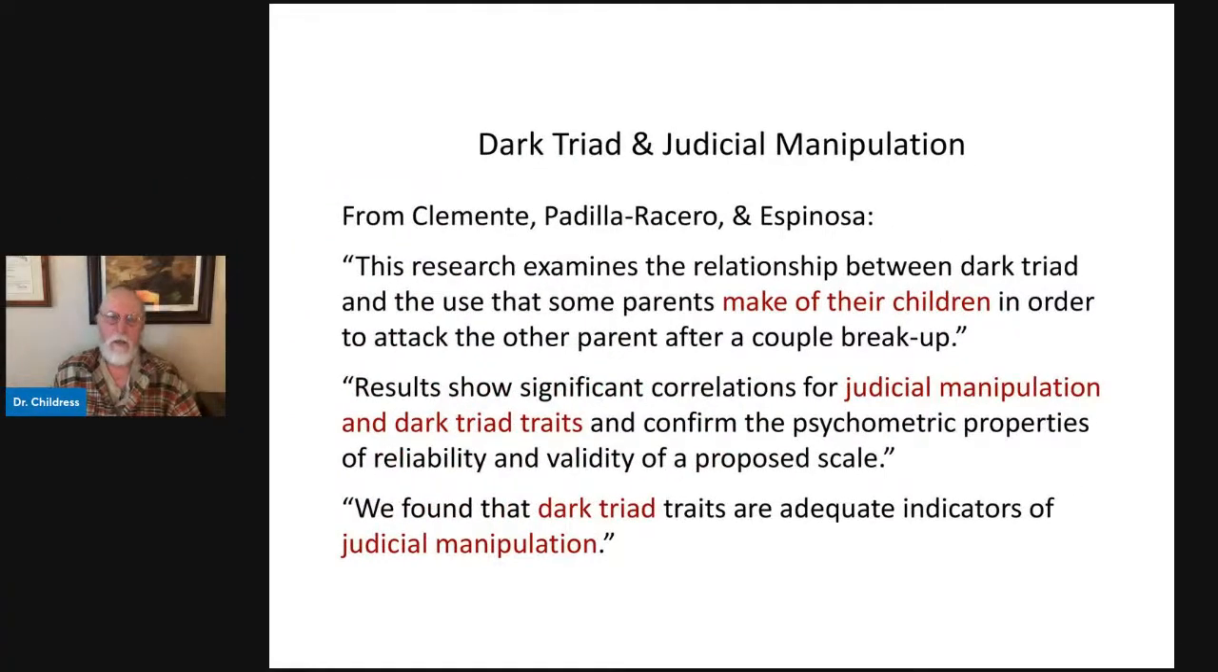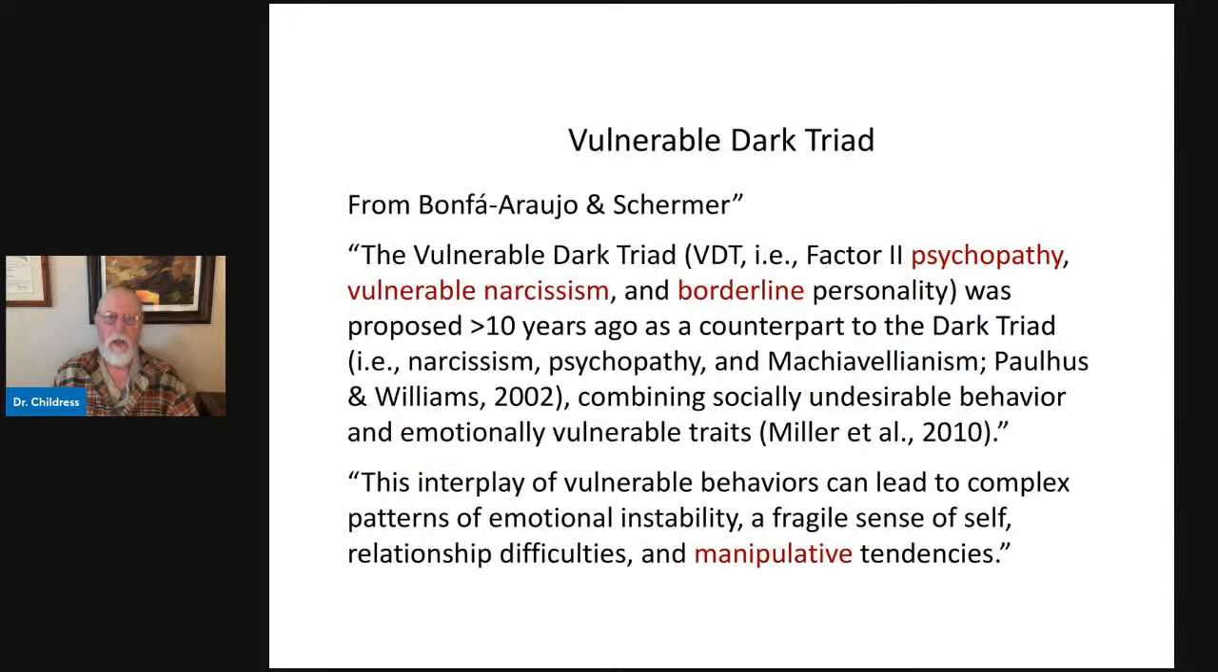The dark triad is associated with judicial manipulation. Here's from Clemente, Padilla, Rosero, and Espinosa. This research examines the relationship between the dark triad and the use that some parents make of their children in order to attack the other parent after a couple breaks up. Results show significant correlations for judicial manipulation and dark triad traits, and confirm the psychometric properties of reliability and validity of a proposed scale. We found that dark triad traits are adequate indicators of judicial manipulation. And that's what we're concerned about relative to one of the parents.